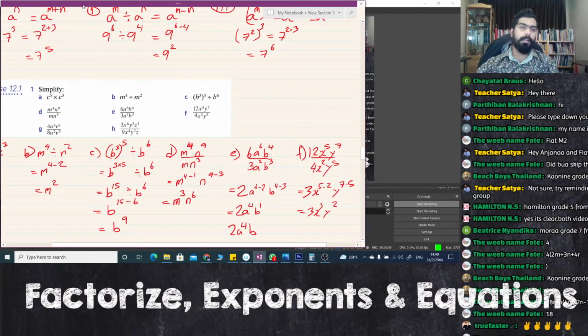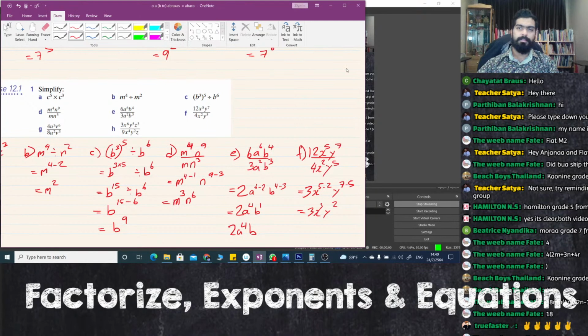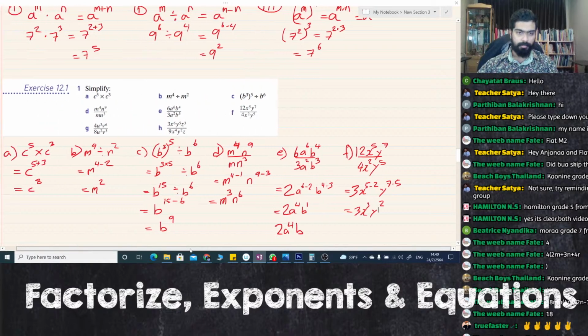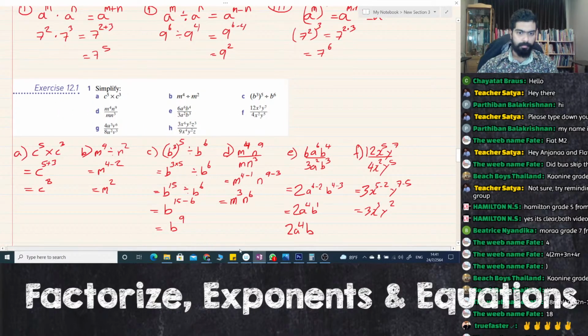Let me change the color, guys. All right, let me solve question G right here. Okay, guys. So what do we have here? We have 4 u cube v to the power of 6 over 8u square v to the power of 3.